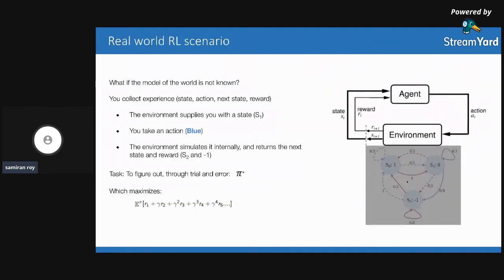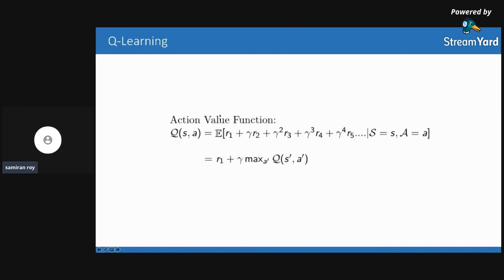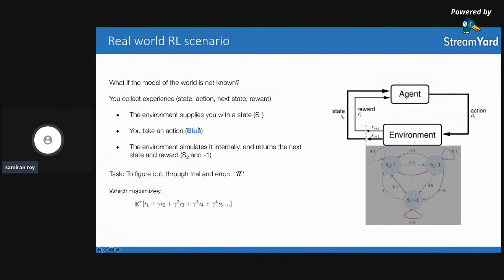But the agent doesn't really have access to this kind of environment, so I have grayed it out. All the agent knows is, say, that I am in state S1 right now and I have taken the blue action. The environment takes the state and action, simulates it internally, and returns the next state and the reward to the agent. So all the agent sees is something called experience, which is a tuple of 4 things: the current state it's in, the action it has taken, the next state, and the reward. The goal of the agent is to figure out, through trial and error and collecting experience, some kind of optimal policy which maximizes its rewards.